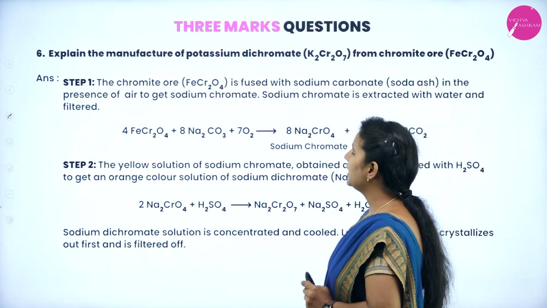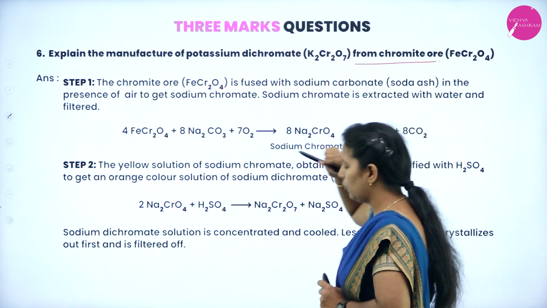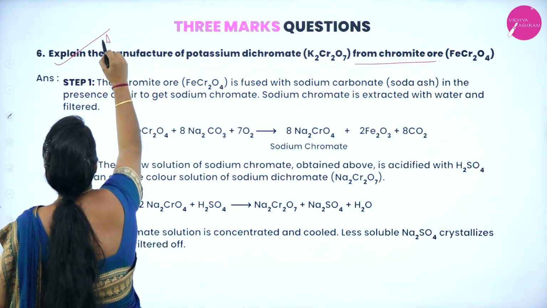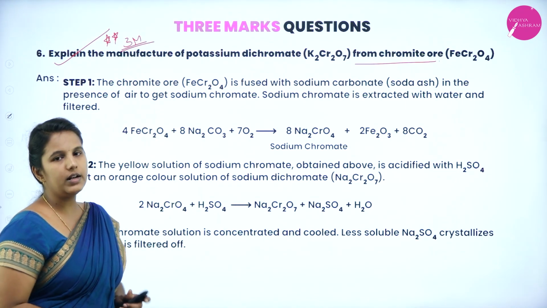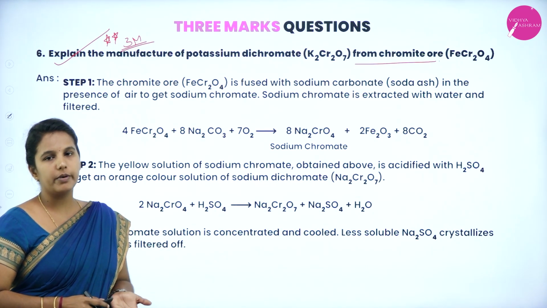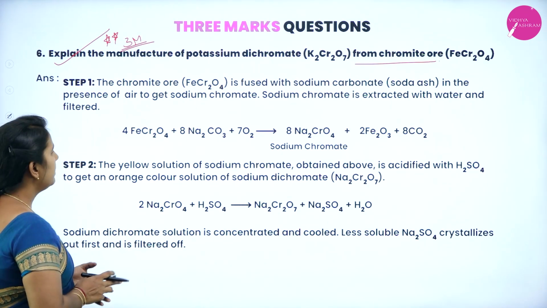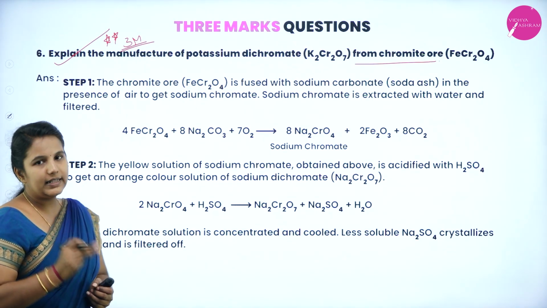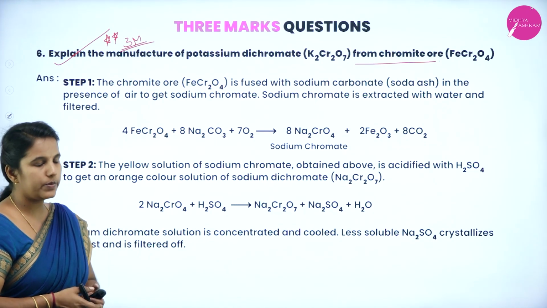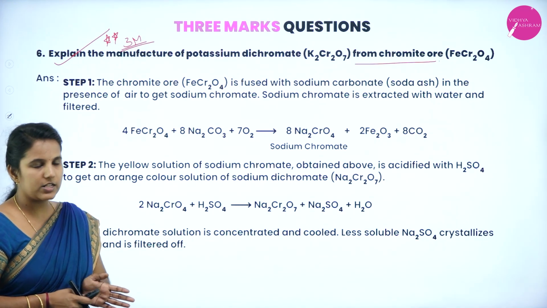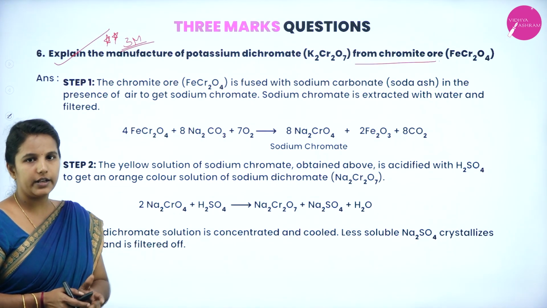Next question. Explain the manufacturing of potassium dichromate from the chromite ore. This is the most frequently asked question for 3 marks. Definitely these questions will be asked, or potassium permanganate can also be asked. Most of the time potassium dichromate is asked. Coming to this question, you need to write the 3 steps to indicate how potassium dichromate is formed. Here I have explained in detail. In the examination, if you write it with the balanced chemical equation, it's enough to get 3 marks.